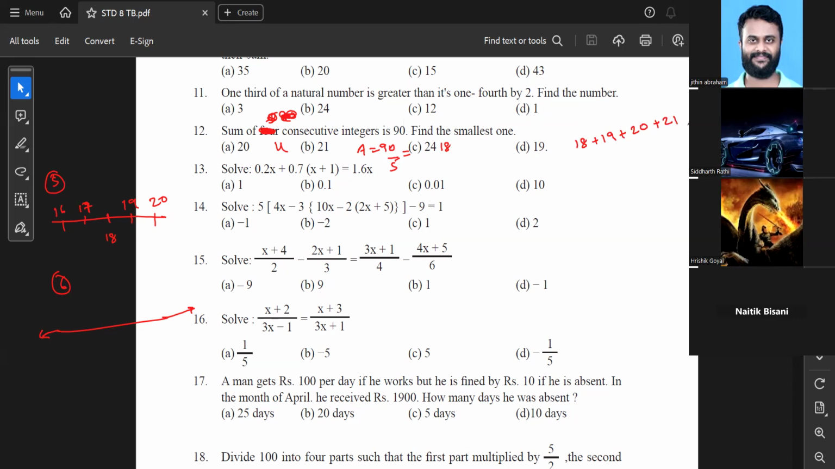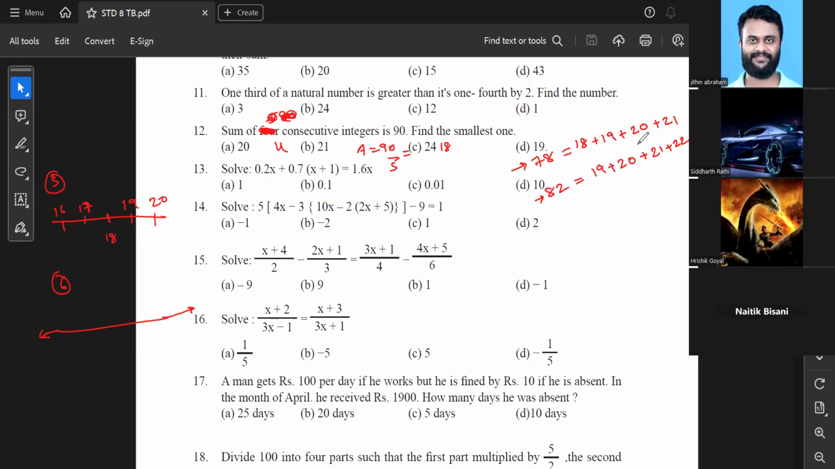These are the four consecutive numbers, right? So when you add them, you should get 78, right? Now take the next possibility of consecutive numbers, 19 plus 20 plus 21 plus 22. When you add them, you will get 82. So it is not practically possible to get 80 by adding four consecutive numbers. Understood?